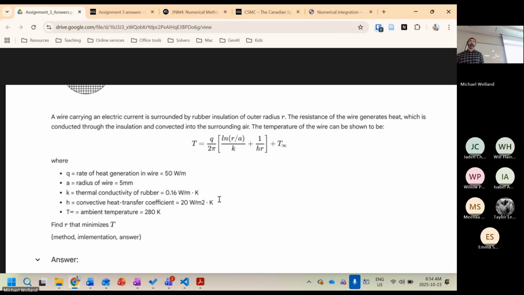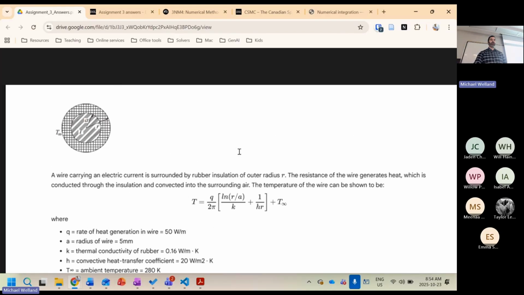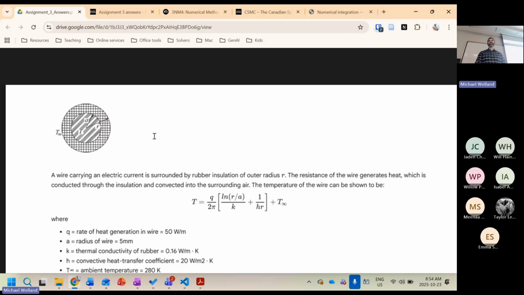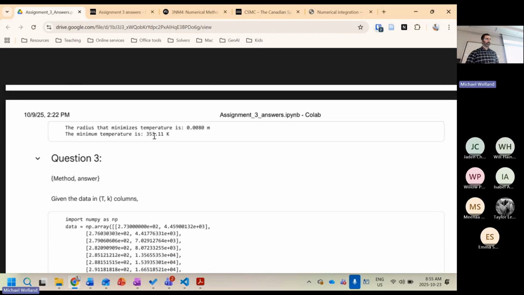Anybody else? Okay. The other magic here was if you were using a bracketed method, you had to understand that R had to be greater than A, right? It had to be greater than A. You probably want to set it less than, I don't know, something outrageous, 2A or something like that. And if the answer came out to exactly 2A, then you know you've done something wrong. Increase the range, like change according to that one, right? Okay.